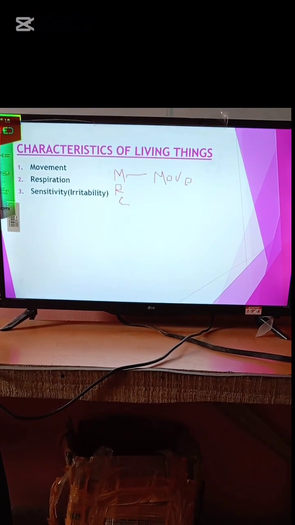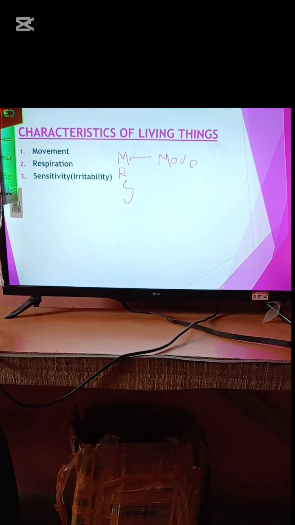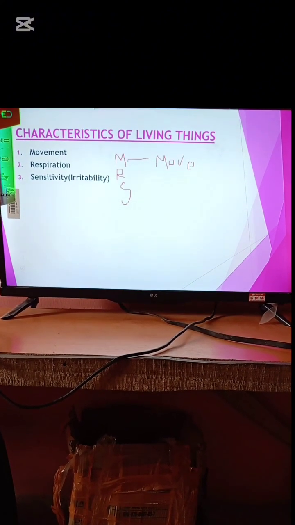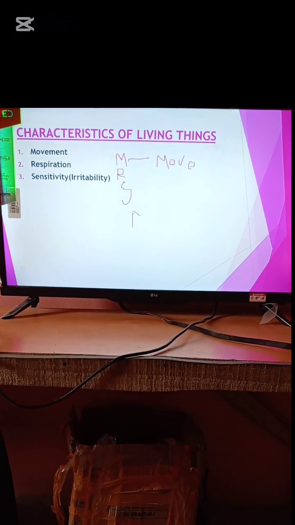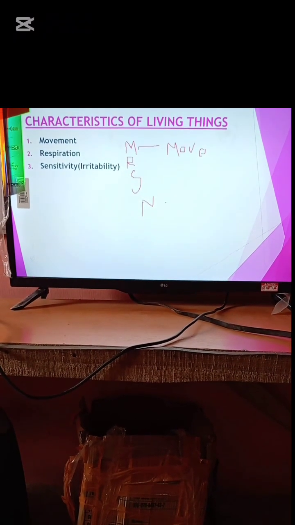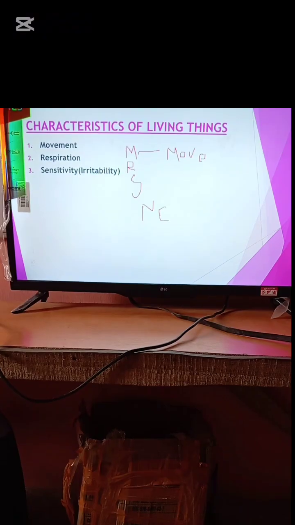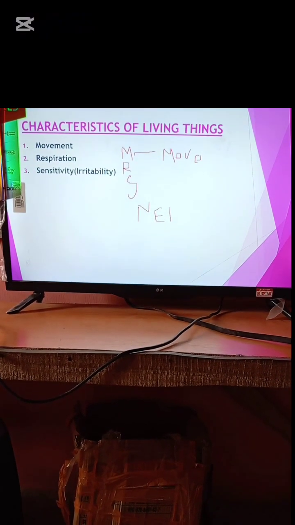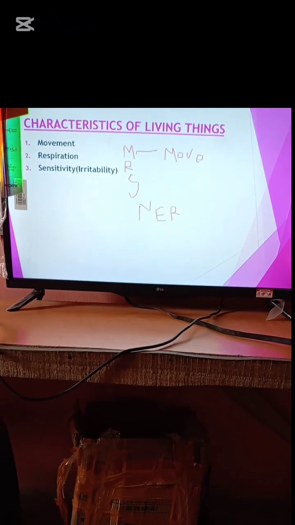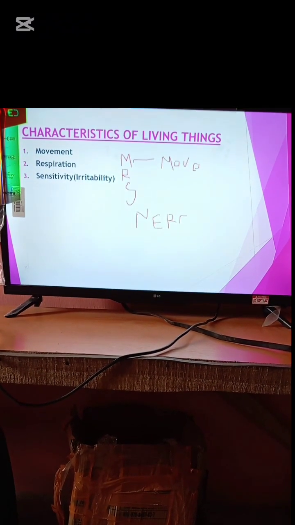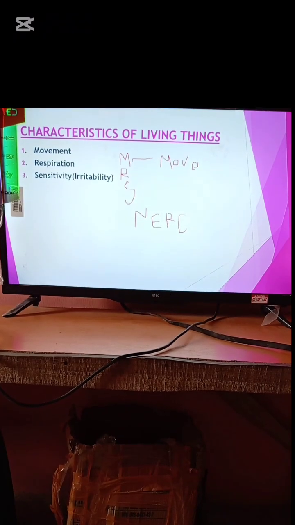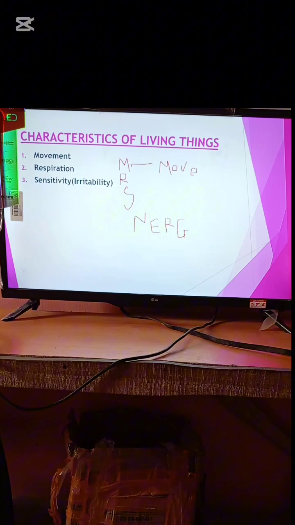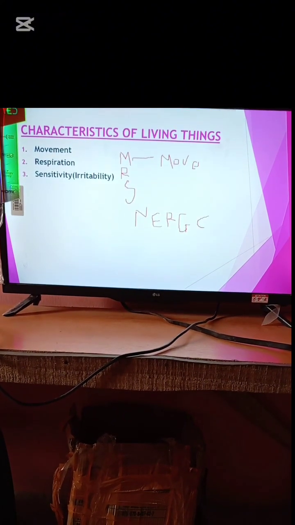So that forms MRS. MRS. Then N for nutrition. Then E for excretion. Then R for reproduction. Then G for growth. So that is MRS NERG.